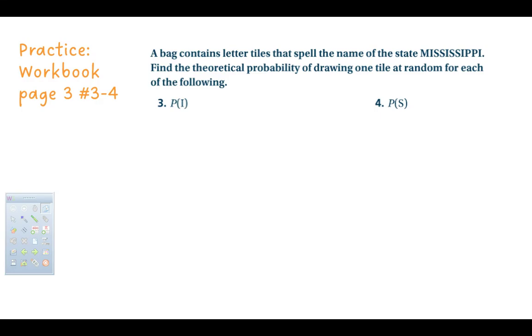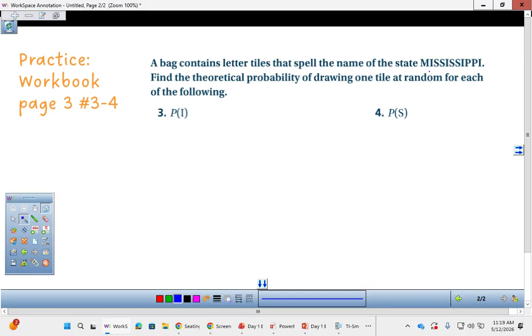What I'm looking for you to tell me is, what is the probability that I reach in there and pick out an I? What's the theoretical probability? I'm not actually doing it, so it's theoretical. What do you think? What's the theoretical probability that I reach into that 11 tile bag and pull out an I? 4 out of 11. There is 1, 2, 3, 4 I's in the bag out of a total of 11 letters. So the theoretical probability is 4 out of 11.